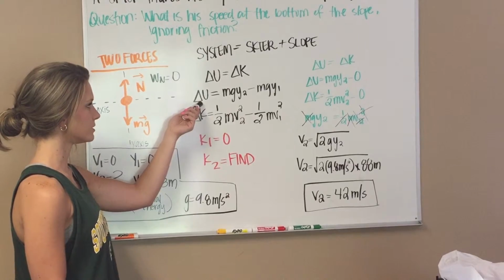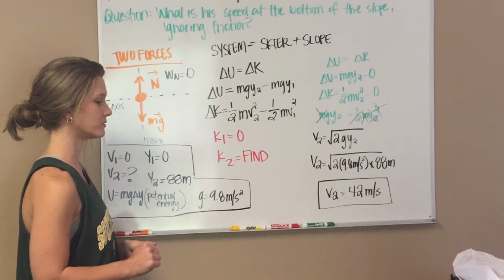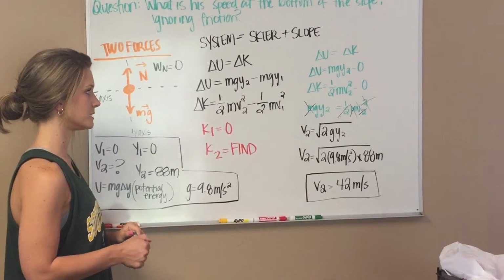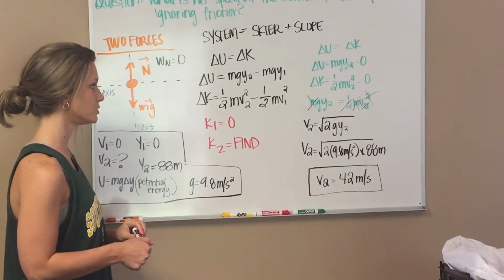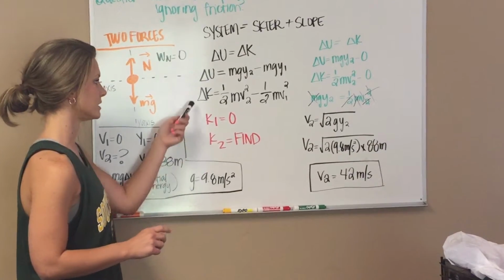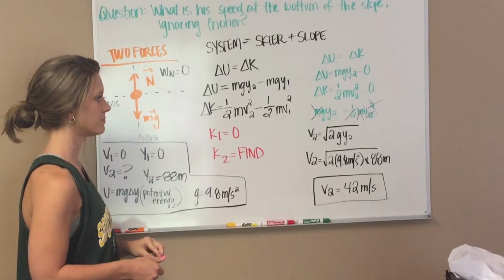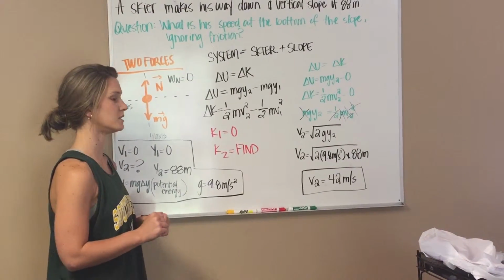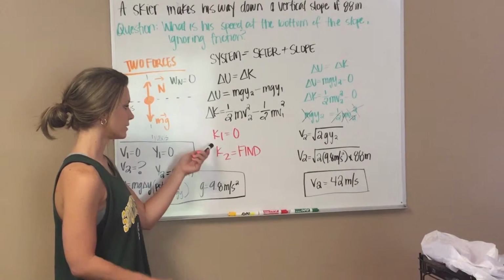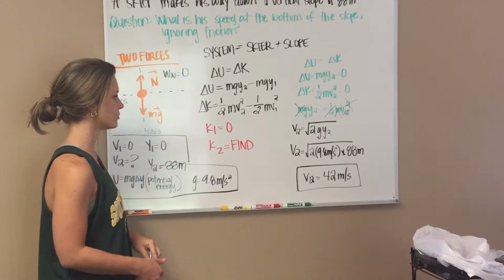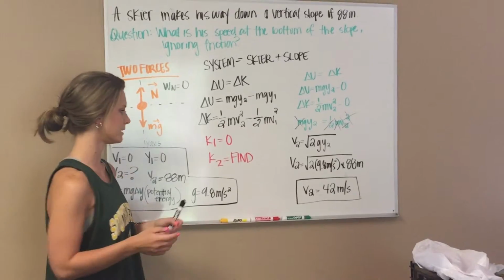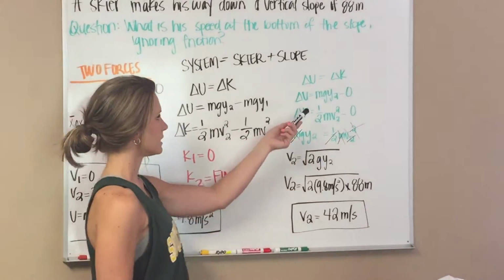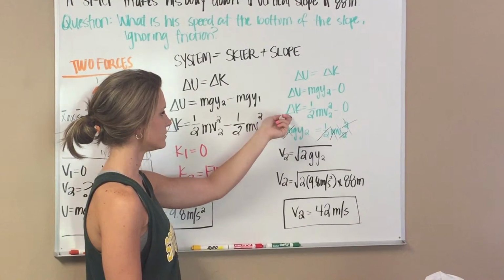The change in potential energy can be found doing the mass times the gravitational force times the final y position minus the mass times the gravitational force times the initial y position. And our change in kinetic energy can be found doing 1/2 the mass times the final velocity squared minus 1/2 the mass times the initial velocity squared. K1, or our initial kinetic energy, is 0 because he hasn't moved yet, but we need to find our final kinetic energy. So we come over here and we're just going to solve for each of these.